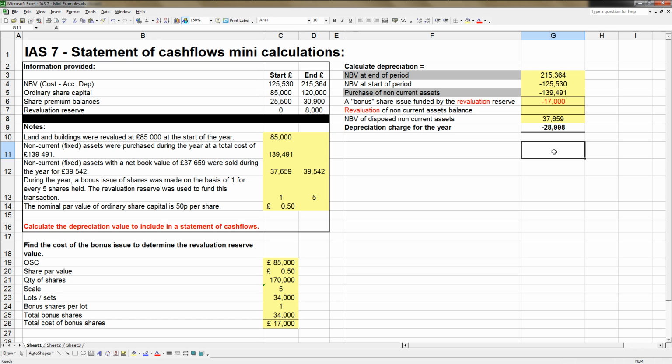The last element there is the revaluation as a balance. So think of the account has changed from 0 to 8,000, but during the year, the balance must have been higher because we funded the bonus issue. So it's been higher by 17,000 more. So it's also another 8,000. So it's basically, might as well do formula equals minus 8,000. So to clarify the revaluation reserve, how much has the revaluation reserve changed by during the period? A total of £25,000. You can't see that on here because it's gone from 0 to 8,000.